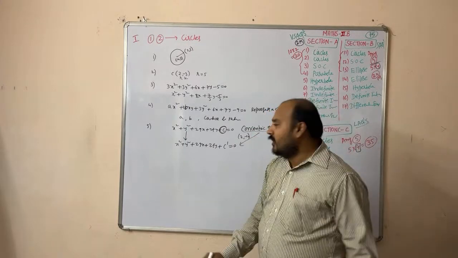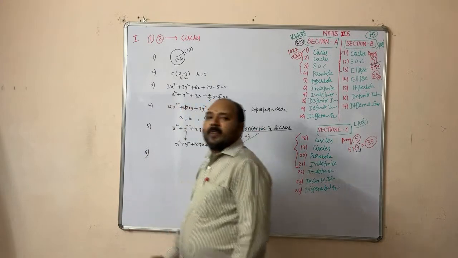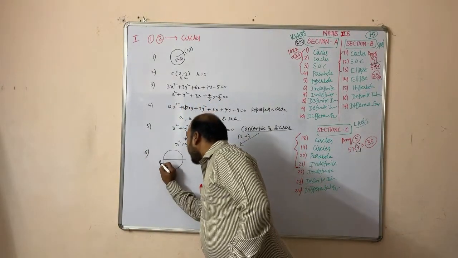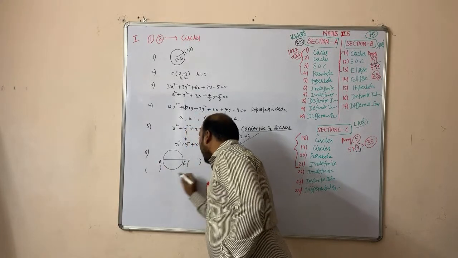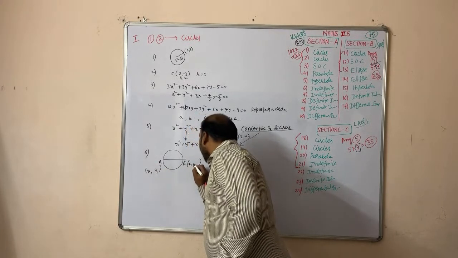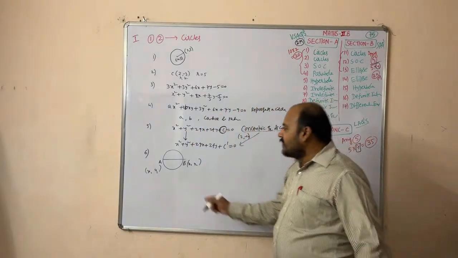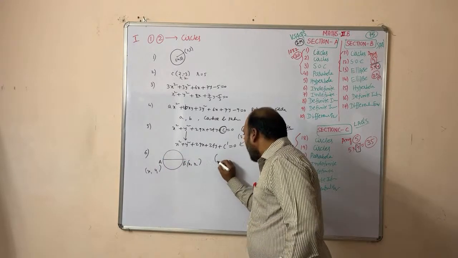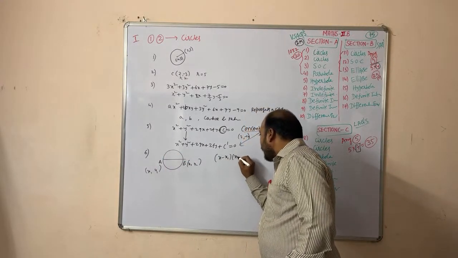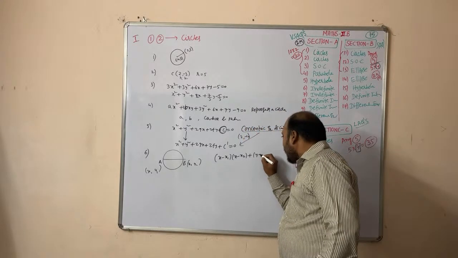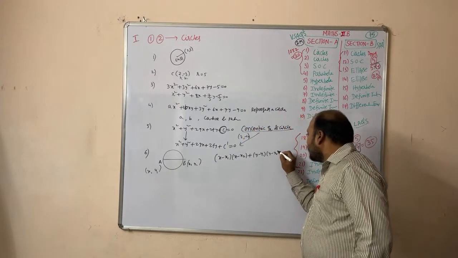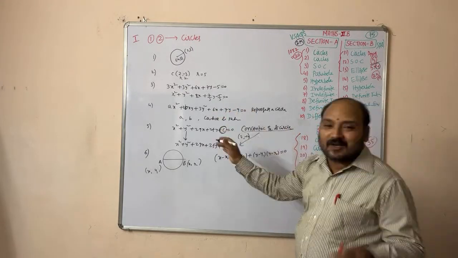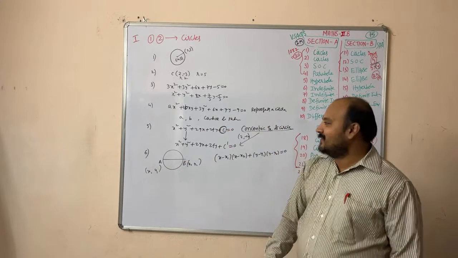Concentric circle. Next, diametric form. They will give the ends of the diameter A of (x1, y1), B of (x2, y2). They will give the x1 y1, x2 y2 values. Find the equation of the circle whose end points of the diameter, or extremities of the diameter, are given. Apply this formula: (x minus x1) into (x minus x2) plus (y minus y1) into (y minus y2) is equal to 0. I am talking about the first exercise, 2 marks concepts only, dear students.